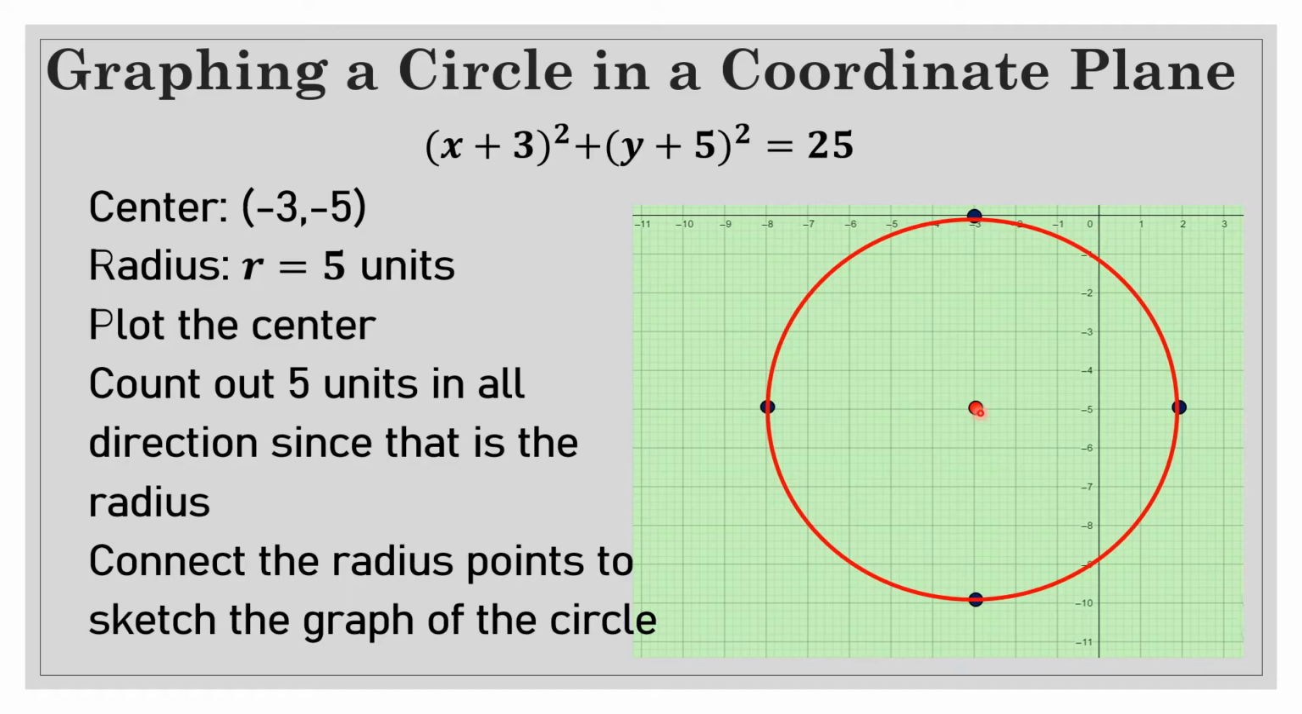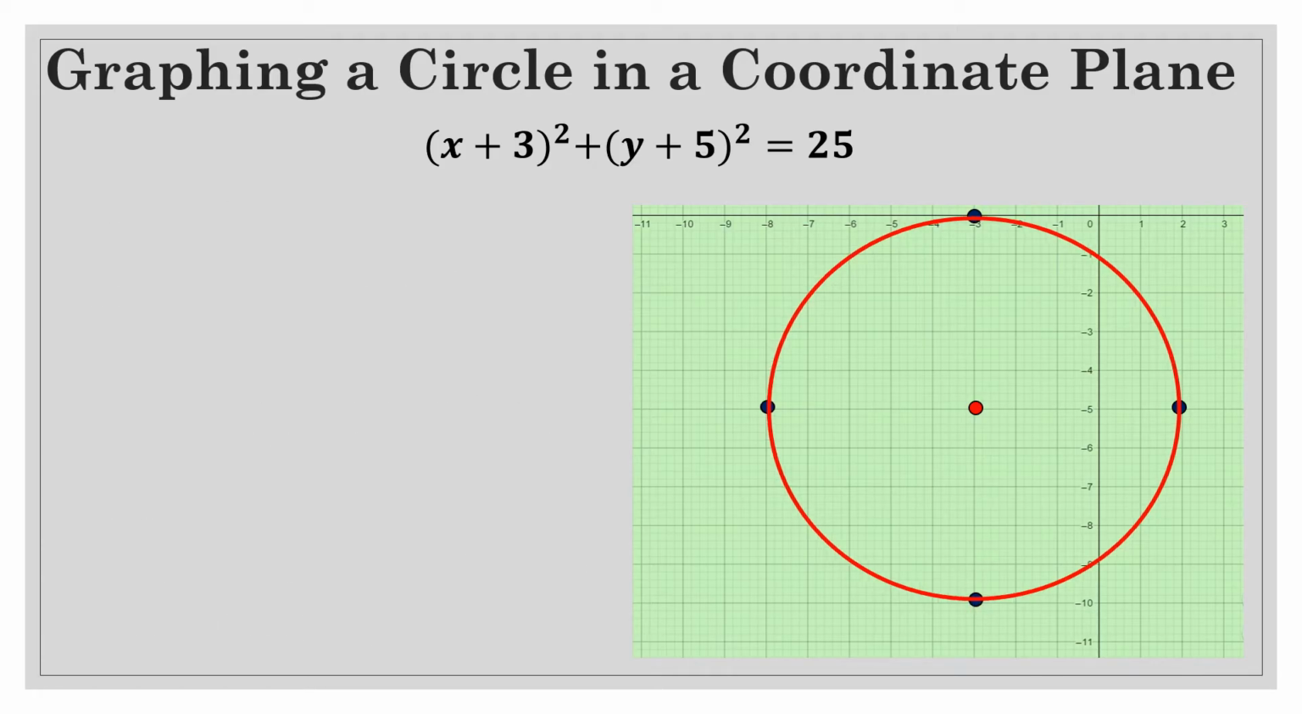So, kung mapapansin, from the center, we have 5 units: 1, 2, 3, 4, 5 units. Yan yung magre-represent ng ating radius. Same dito sa pakaliwa, same dun sa pataas at same sa pababa. Now, na-plot na natin yung ating circle. Ngayon, mag-verify tayo ng points kung saan yung position ng point doon sa ating graph.